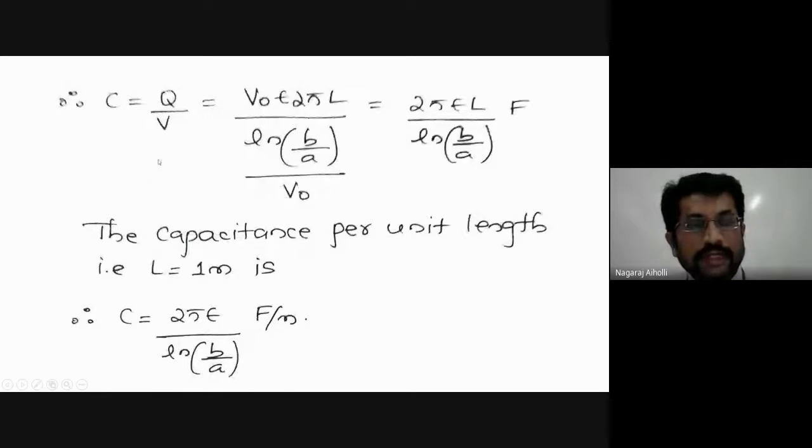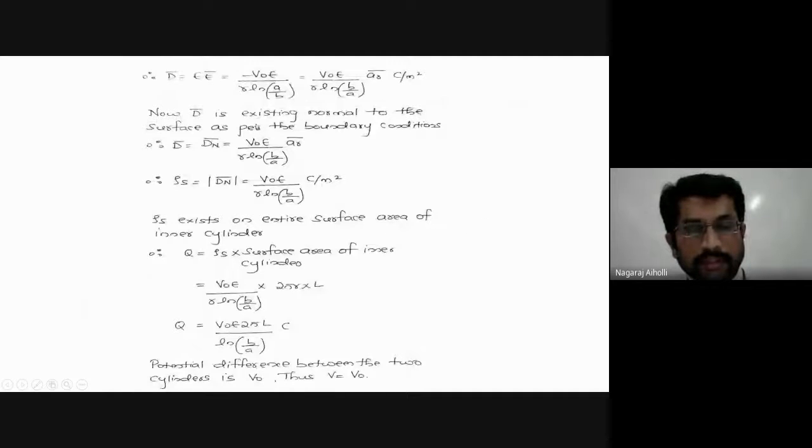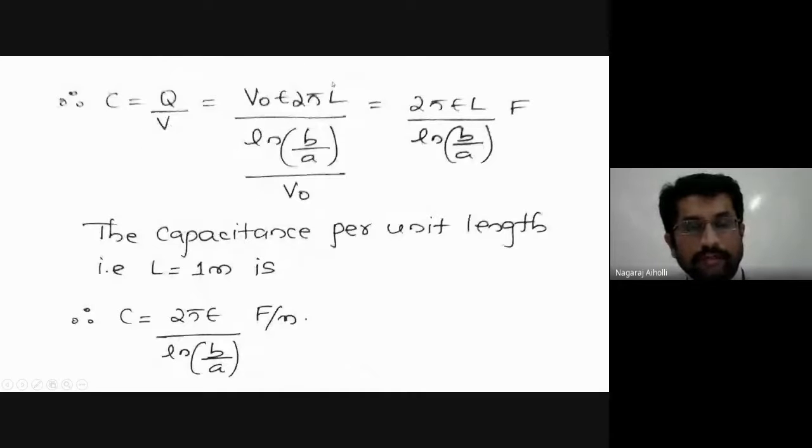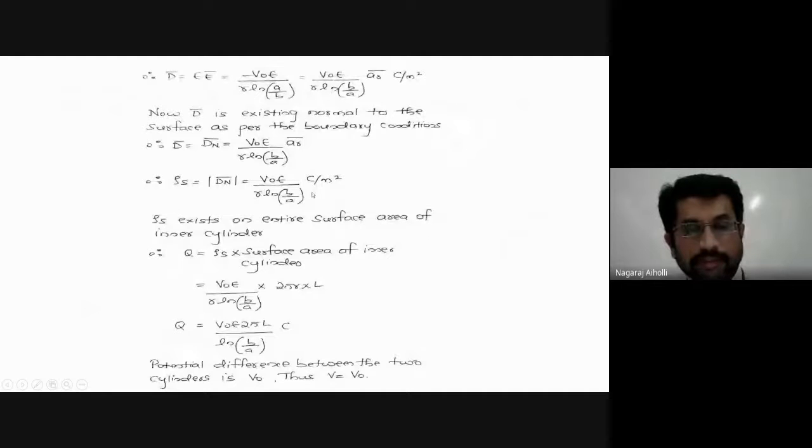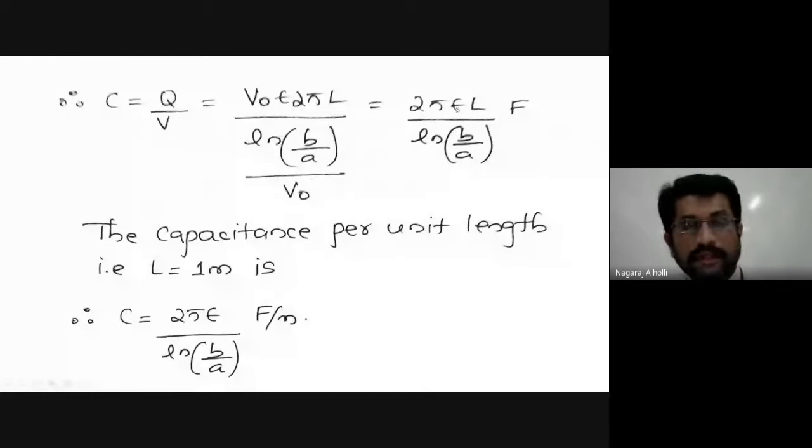We have found out Q. Next, let us find out directly the capacitance. C is given by Q by V. We know the Q equation here: V naught epsilon 2 pi L divided by ln B by A. Substitute this, divided by V, where V is V naught, the potential difference between the two cylinders. Substitute V naught and V naught will cancel. We get 2 pi epsilon L divided by ln B by A farad.